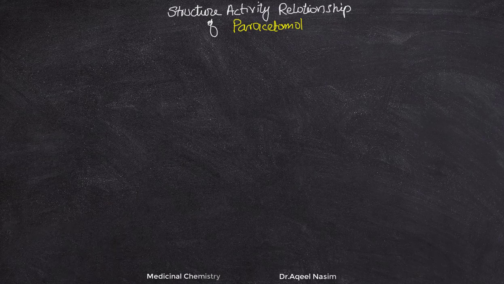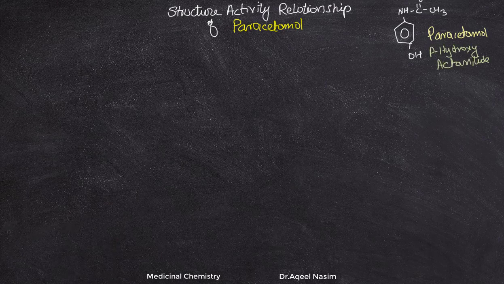Today we are going to discuss the structure activity relationship of paracetamol. Paracetamol belongs to the group of drugs commonly known as NSAIDs. The structure activity relationship of paracetamol comprises the general structure that is written over here: a benzene ring along with the amino group and acetylation, NHC double bond O CH3, and OH. The chemical name of paracetamol is para-hydroxyacetanilide.